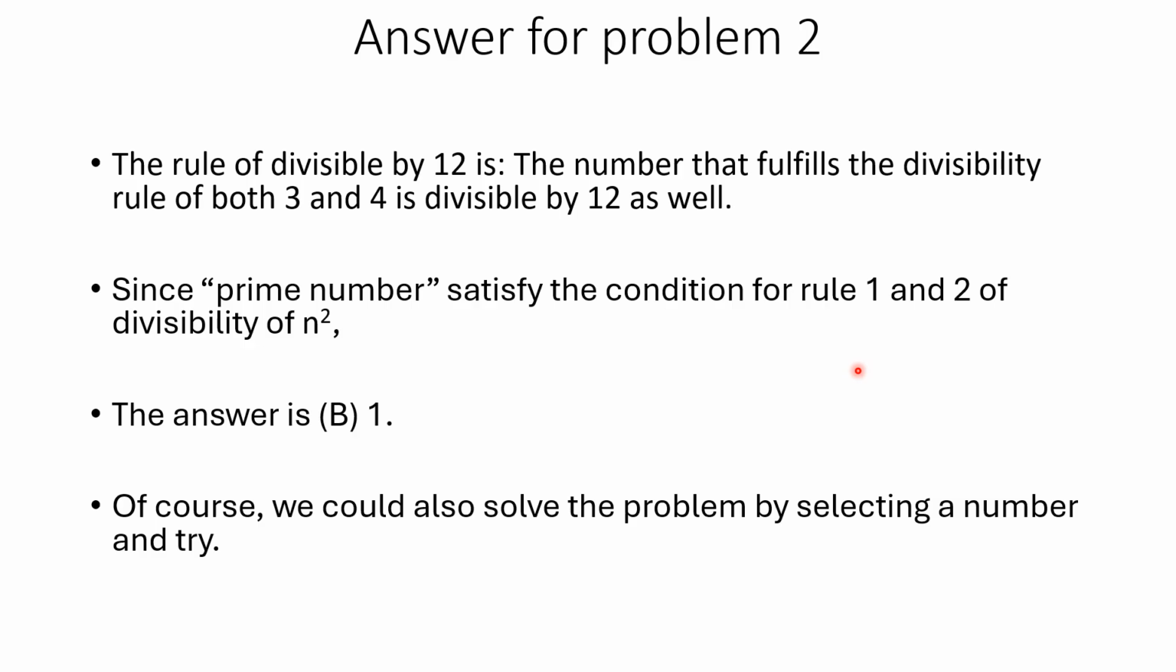So what this means is that when a number can be divided by 12, it can be divided by 3 and 4 as well. And since a prime number that we're talking about satisfies the conditions for rule 1 and 2 of divisibility by n squared, the answer is B, 1.